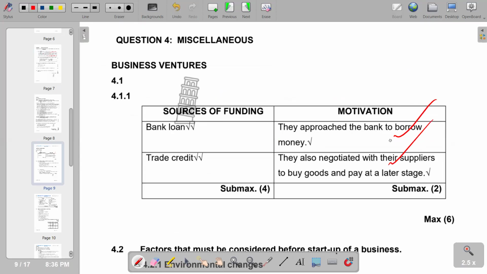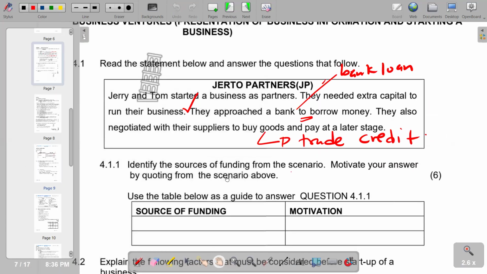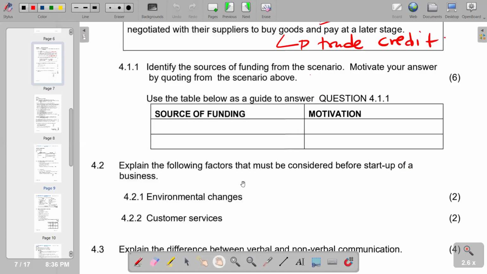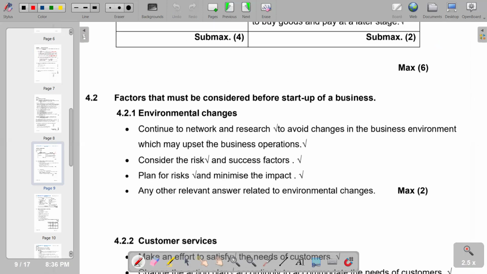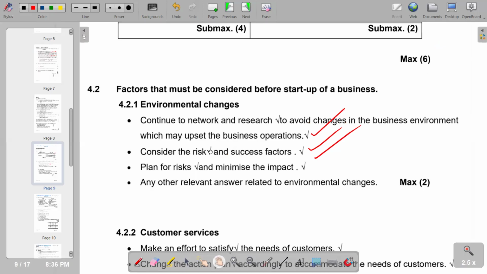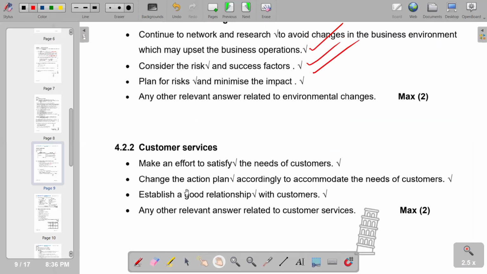Then move on to the next question, which reads, explain the following factors that must be considered before startup of a business. We've got environmental changes, customer service. So this is what we have in terms of environmental changes, as we are saying: continue to network and research to avoid changes in the business environment, which may upset the business operations, and also consider the risk and success matter. So we have got other points that we have, and then under customer service, make an effort to satisfy the needs of customers.